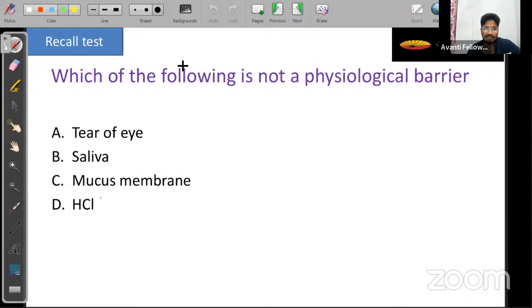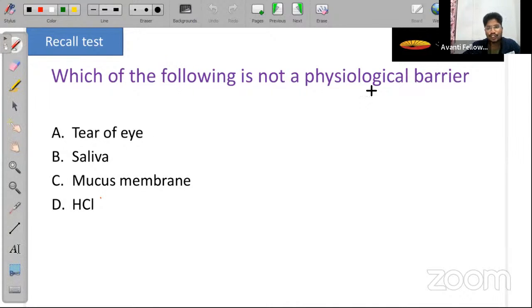Okay, I have ended the poll, sharing the result with the people. The result is 50% have chosen option B and 50% have chosen option C. Option A and D were not chosen by anyone. If you are talking about physiological barriers, what comes under physiology? Tear of eye, saliva, hydrochloric acid, these three will come.